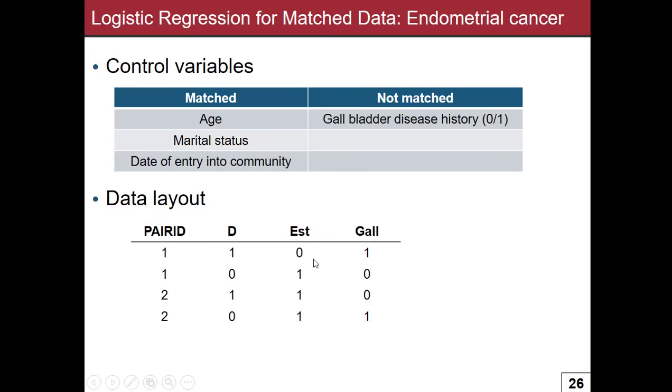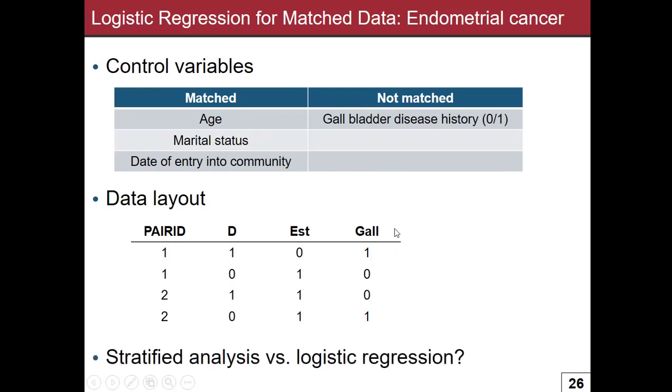And here's the exposure. This is sort of the thing of interest. This is the thing that's left to vary that we're interested in, how many are exposed or unexposed. And then here is this other piece of data that we collected along the way, the gallbladder disease status. And the reason, again, we can't control for this in stratified analysis, sorry, I'll pop that up.